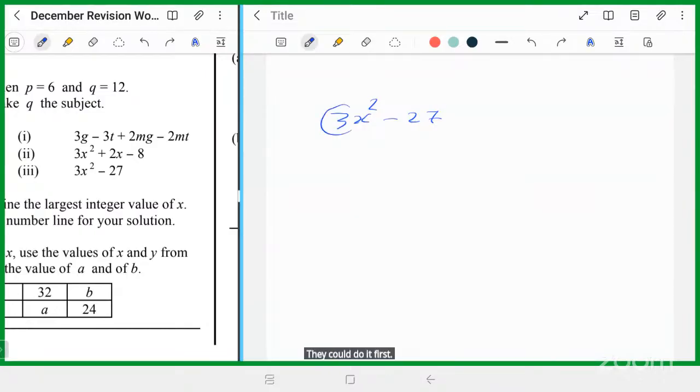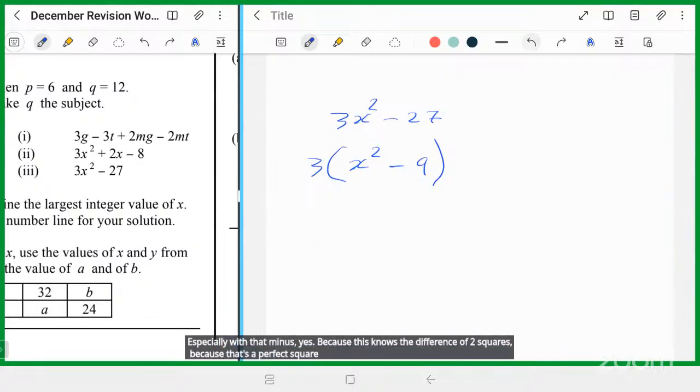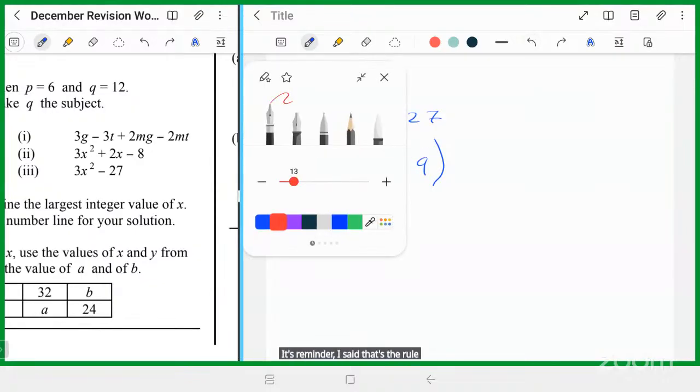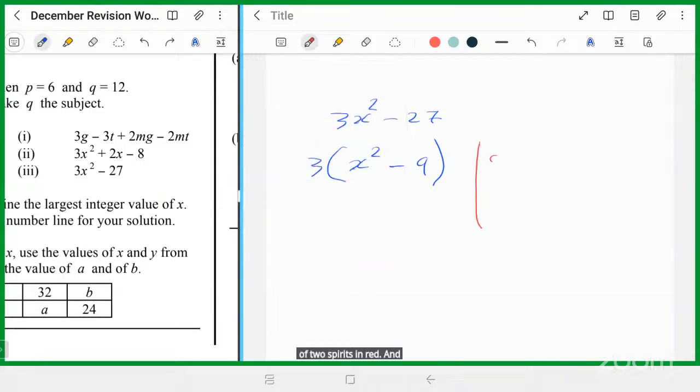The common factor here is a 3 from those two numbers. I'm going to do that first. 3 out of this is x squared. 3 out of this is a negative 9. You have to look inside and see that they are factorizing further, especially with that minus. And yes, because this is the difference of two squares, because it's a perfect square of x, that's a perfect square of 3. Let's remind ourselves of the rule for the difference of two squares in red. And this is it. A squared minus b squared becomes the difference of the numbers a minus b and the sum of the numbers a plus b.